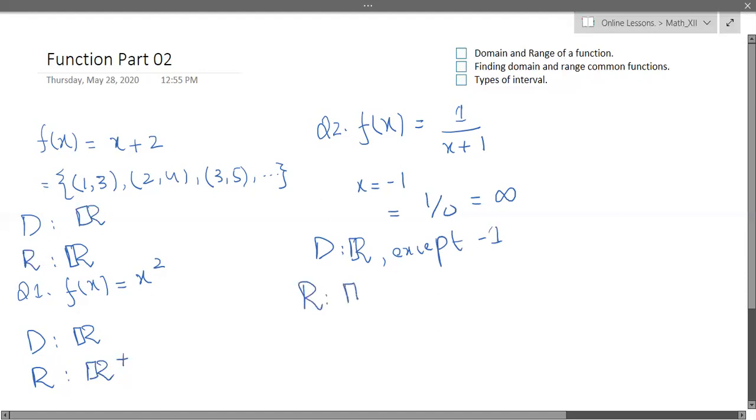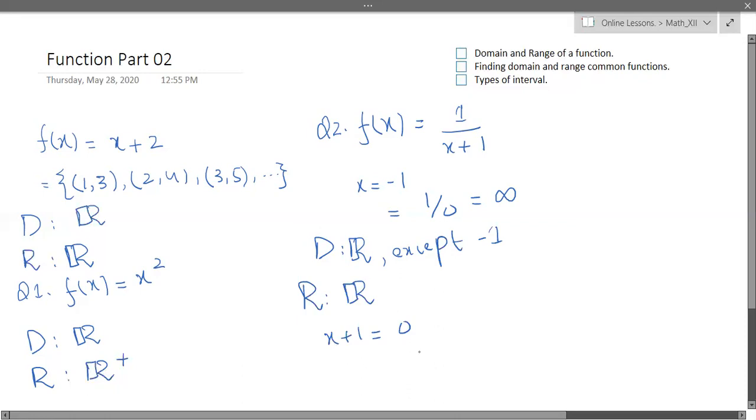Range will be all real numbers. So the easier way to find the domain of functions that are in the form of a fraction is that you simply need to equate the denominator to 0. In this case, the denominator was x plus 1, so I quickly equated it to 0, and you will get the value for which the function will not be defined.